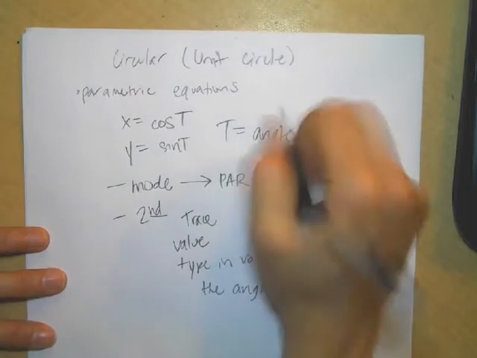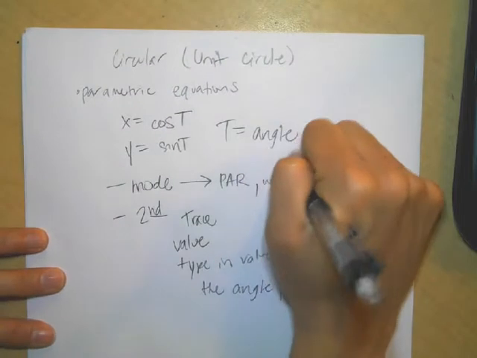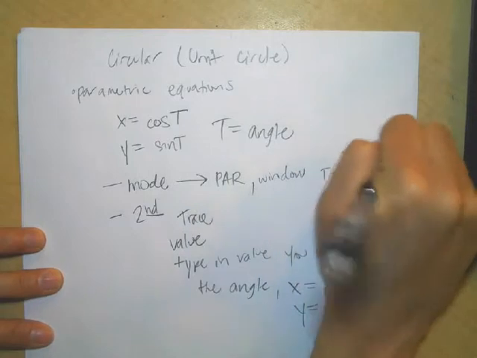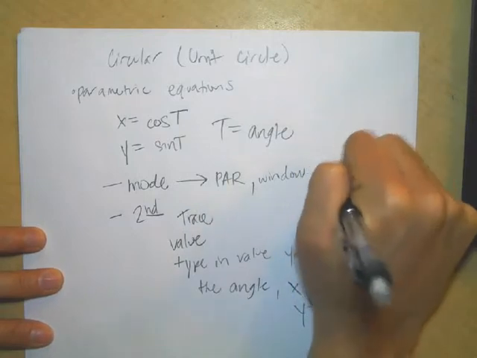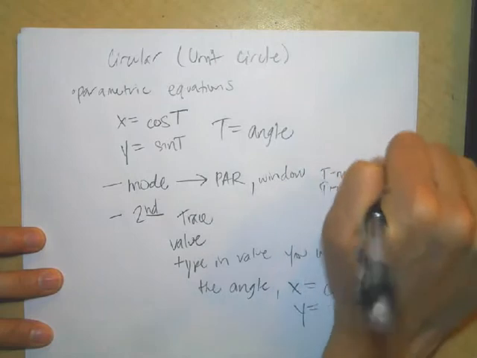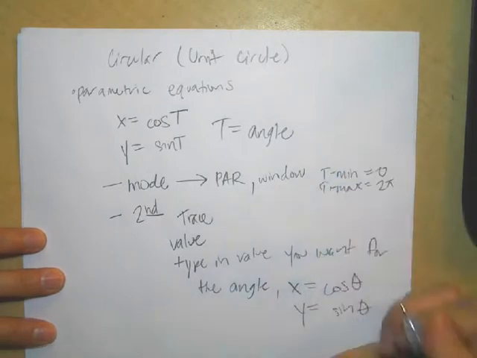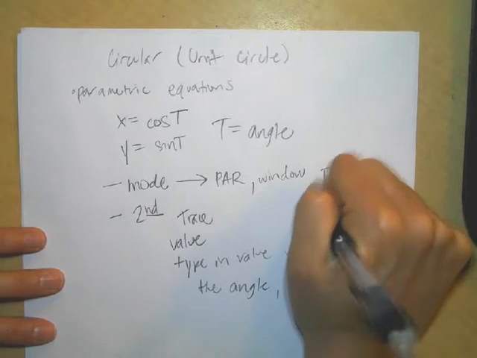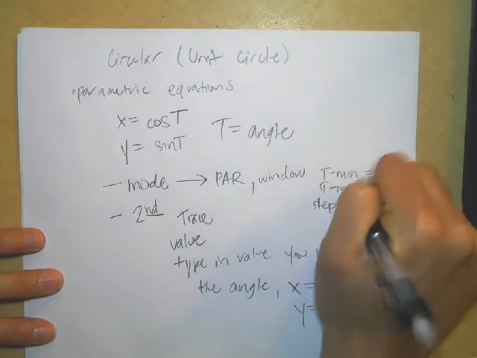Along with mode, you want to make sure you have the correct window. Your Tmin should be 0. Your Tmax should be 2 pi. And then they will tell you what to put for the T step, that'll be given.